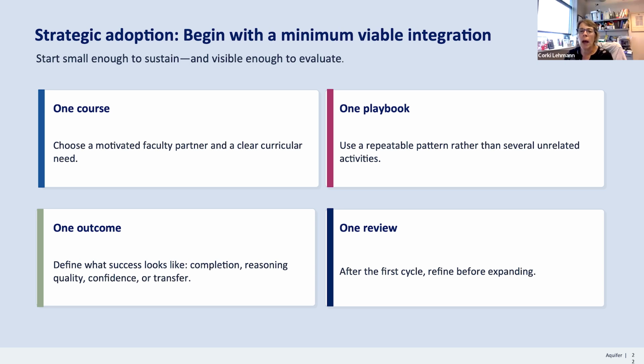Pick a playbook. And again, use a repeatable pattern instead of several unrelated activities. Use some of the things that we've talked about today. And then after the first cycle, like in all quality improvement PDSAs, take a look at it and refine it before you expand it. Try a pilot out first and see how it goes before you expand.